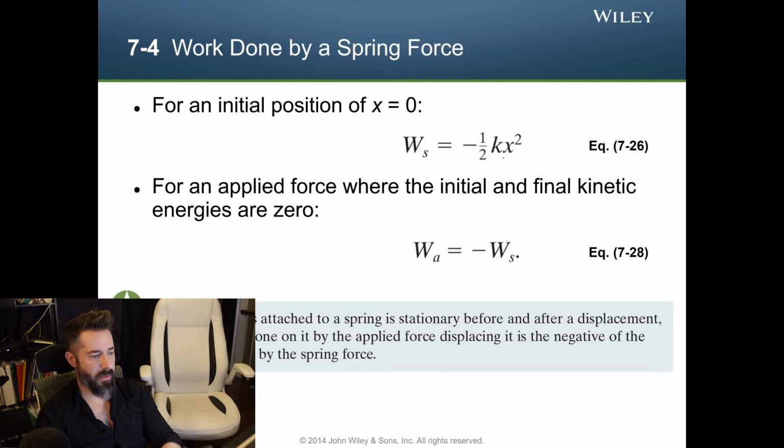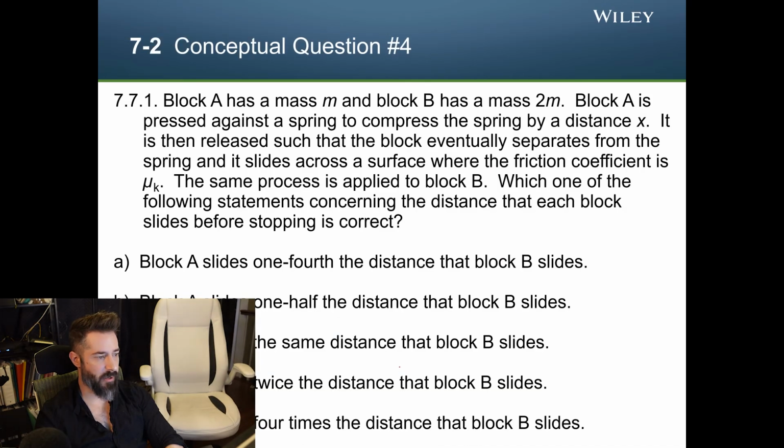Okay, so then same deal. You have the 1/2 kx squared. It's the energy of your spring. And then we have applied force. Again, same thing, final and initial, same deal we went over. If you know one, it's the negative of the other one. And this is the same thing I just explained a minute ago.